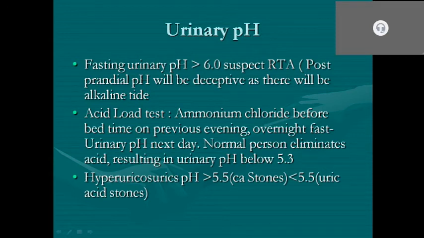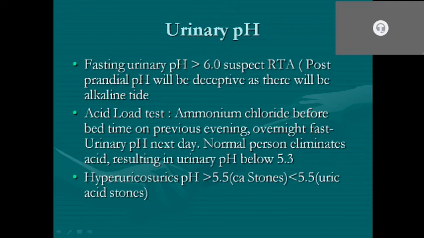Urine pH is very important. When you do the investigations, check fasting urine pH, because as we have discussed, there is generally an alkaline tide after meals. So after meals the pH might be high, so you have to think of fasting urinary pH, which, if it is more than 6, suspect renal tubular acidosis.